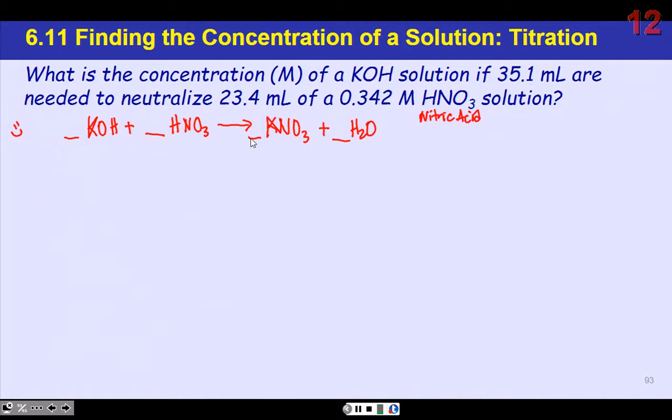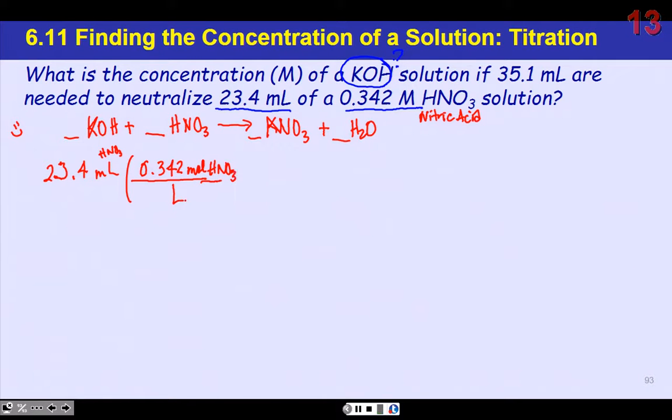The same kind of idea we had before, remembering that there's 23.4 milliliters of the nitric acid solution, and we're trying to find the potassium hydroxide this time. The potassium hydroxide is our interest thing. So this time we'll start with figuring out the number of moles of the acid. So 23.4 milliliters. We're going to get around the milliliters to liters thing here gradually. 0.342 moles of HNO3. I didn't write that. I meant to. HNO3, right? And this one is per liter, but no, it's not going to cancel yet.